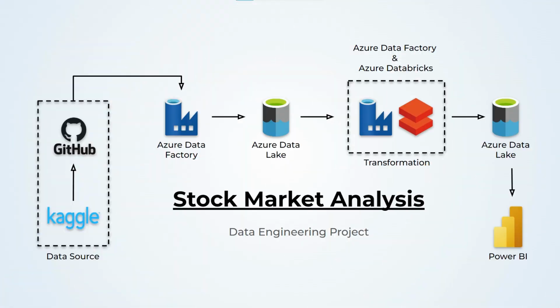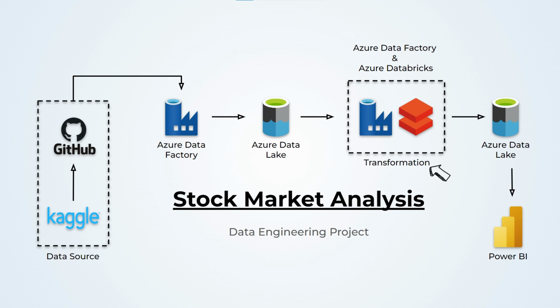Now here is the workflow of the whole project. Let's dive into each section quickly. The dataset here is taken from Kaggle. Kaggle is a very popular platform where you can find different datasets and work on different projects. I have moved the downloaded datasets to my GitHub account. Then we have used Azure Data Factory copy activity to move our raw files to Azure Data Lake.